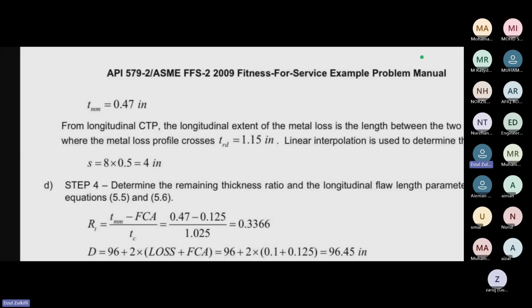Okay. Longitudinal flaw length parameter penting. Apa dia? Turun sikit for the formula. Formula tak nampak. Sorry, yang ni saya tak nak sebab jawapan tu dah ada terus kat bawah. Saya bacakan the formula. Sorry, saya ulang balik.